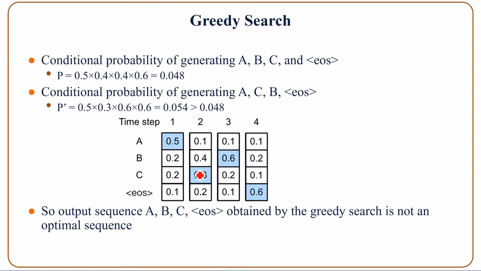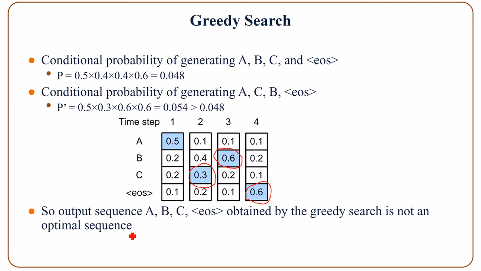Let's say in the second time step, we select letter C, which is the second highest conditional probability. The highest is 0.4 and the second highest is 0.3. In time step 3, we select letter B, which has the conditional probability of 0.6, and eventually in the last time step we select EOS, which has 0.6 as the conditional probability.